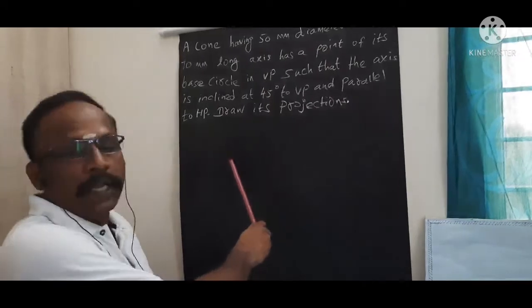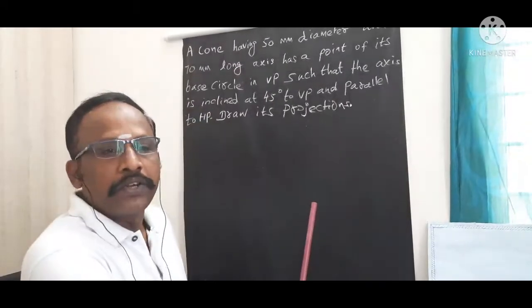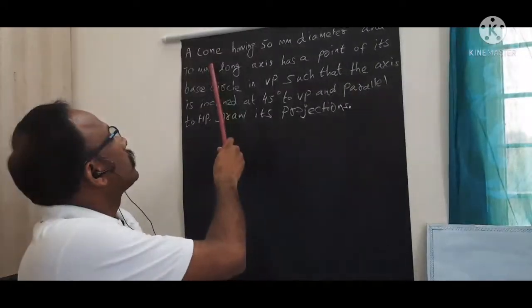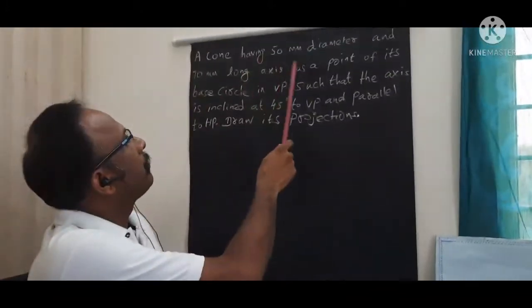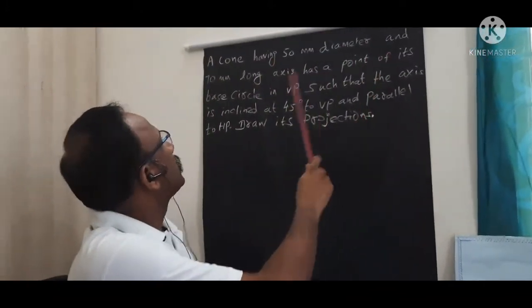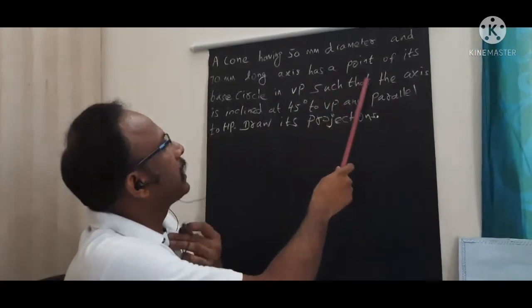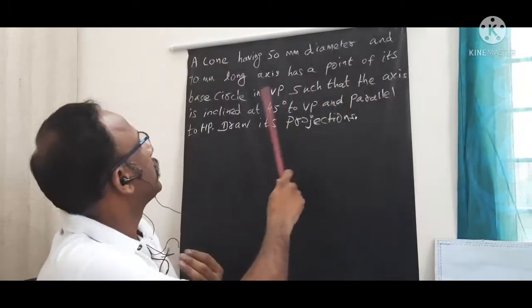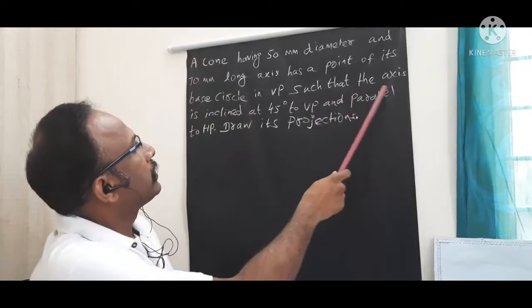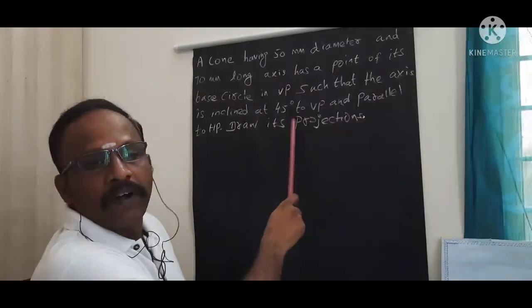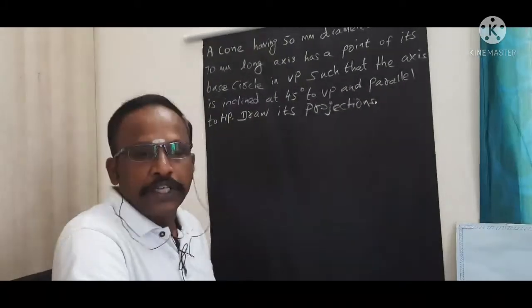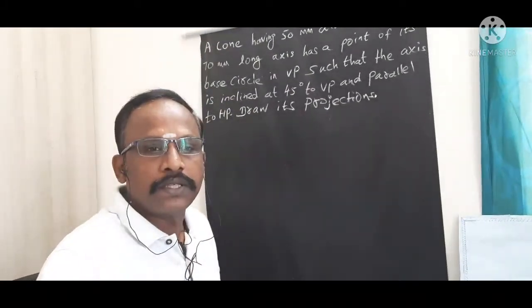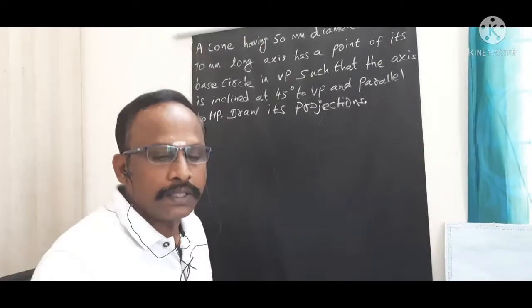Today's online class on engineering drawing is projection of solids, type 2 problem. A cone having 50 mm diameter and 70 mm long axis has a point of its base circle in VP such that the axis is inclined at 45 degrees to VP and parallel to HP. Draw its projections. This is the question asked here.